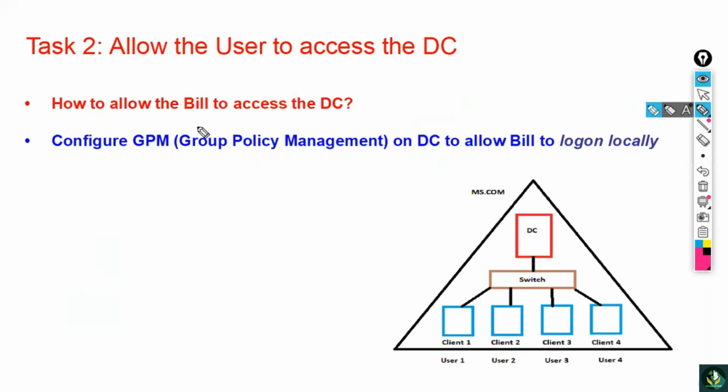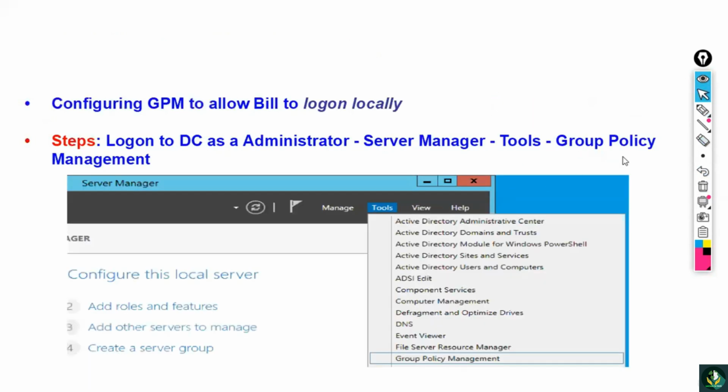Now we will allow Bill to access the domain controller. What we will do is go to Group Policy Management on the domain controller and allow Bill to log on locally. Locally in the sense that he can log on to the DC locally. So these are the steps for configuring Group Policy Management to allow Bill to log on locally. You need to log on to the DC as an administrator. Then you will go to Server Manager, then Tools, then Group Policy Management.